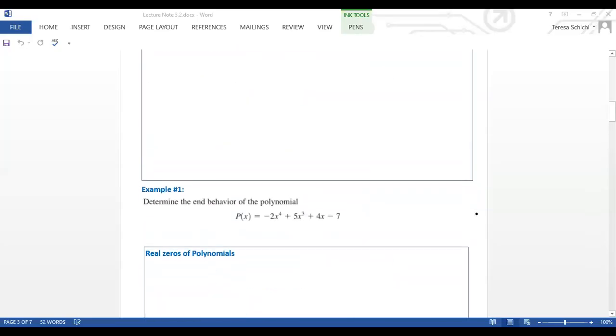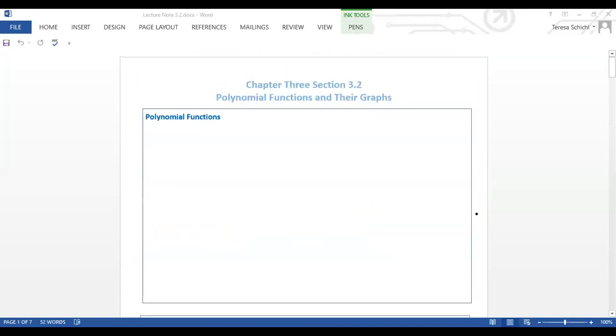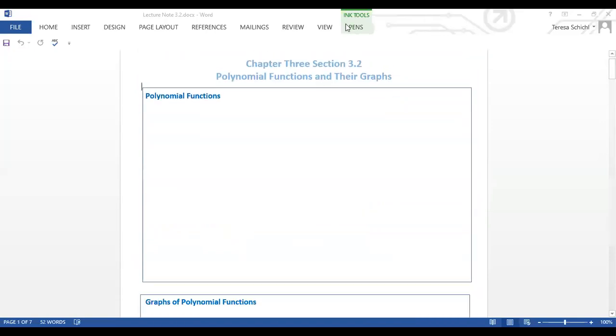All right, so this is our lecture notes. This is a pretty big section. Okay, so let's start. The polynomial functions, right? This is how we define the polynomial function: P(x) is equal to a_n x^n plus a_(n-1) x^(n-1) plus ... plus a_1 x plus a_0. All right, so a few things we need to be careful about here.